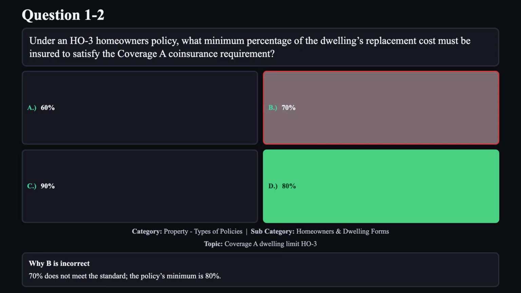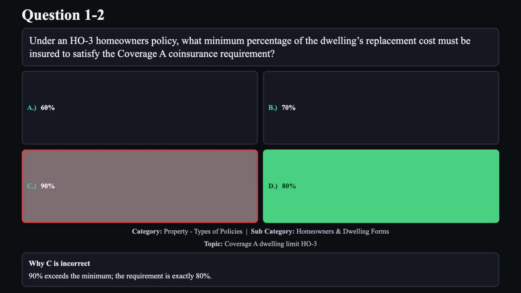Reason B is not correct. 70% does not meet the standard. The policy's minimum is 80%. Reason C is not correct. 90% exceeds the minimum. The requirement is exactly 80%.